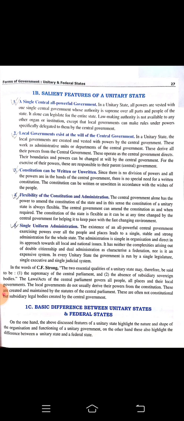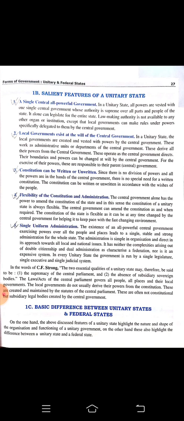Single uniform administration. All power exists with the central government, and there is a single leader, which leads to a single, stable and strong government. There are no four or five levels, like the central government saying something and the state denying it, and the state saying something and the central government denying it. All this kind of disuniformity is not found, because there is a single uniform administration. The decisions are taken very fast and applied very fast.